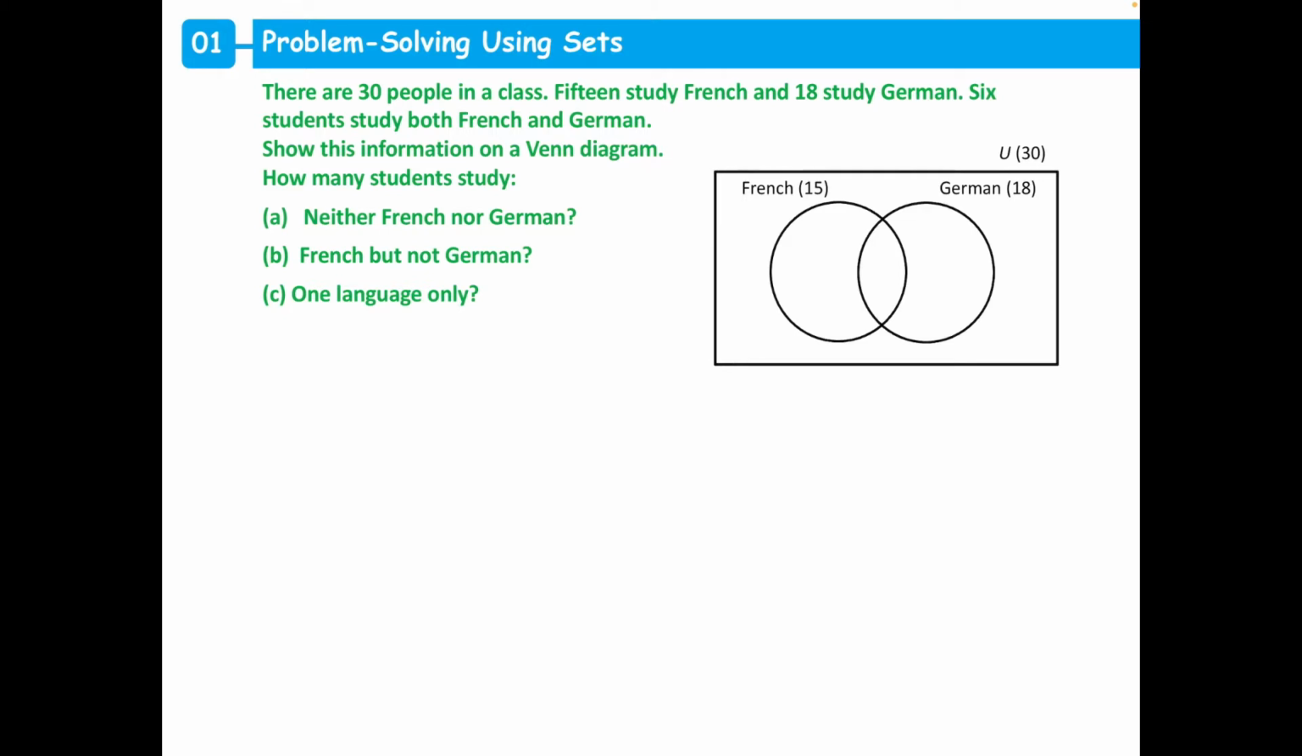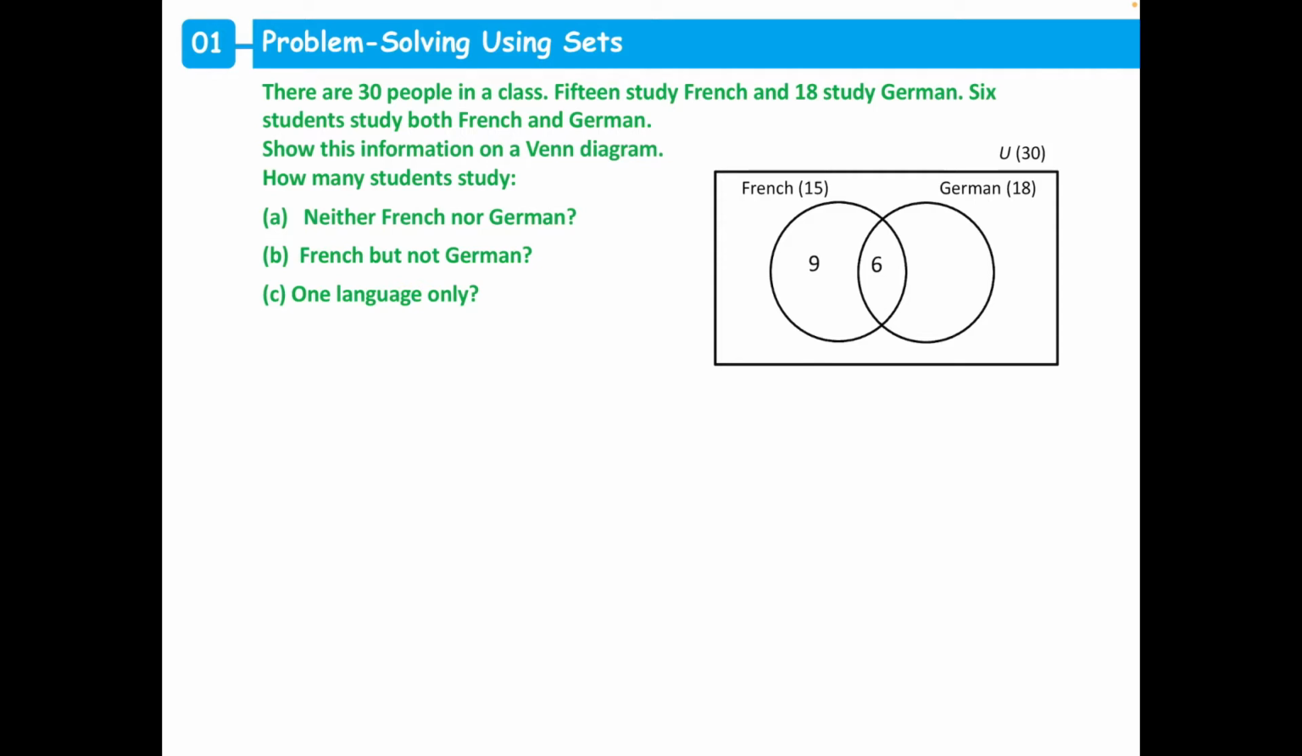The first thing we need to do is draw our Venn diagrams and our universe. We're told that in total we should have 30 people in our universe. We draw two Venns for French and German. We're told that our French circle should have 15 people in it, and our German circle should have 18 people in it. When completing a Venn diagram, the first thing we need to include is the number of students who study both French and German. This is our intersection and it goes in the middle.